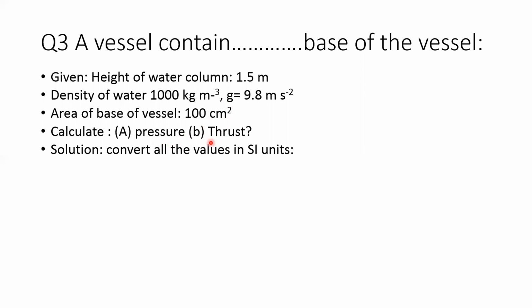The formula of thrust is A rho hg. Thrust equals area multiplied by height multiplied by density multiplied by acceleration due to gravity. So with that formula you can calculate the thrust. Then pressure, either you will apply the formula h rho g, that is height multiplied by density multiplied by acceleration due to gravity, or you can divide this value of thrust by the value of area. Both ways you will get the same answer for pressure.